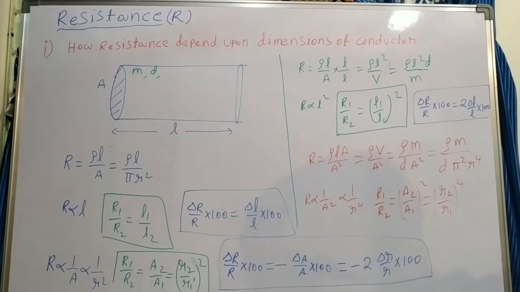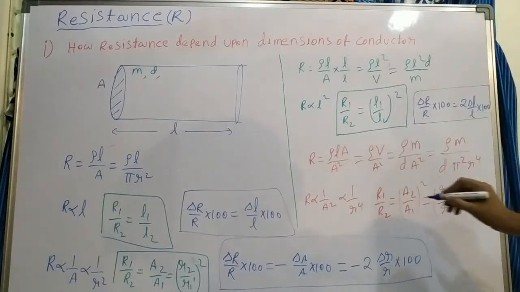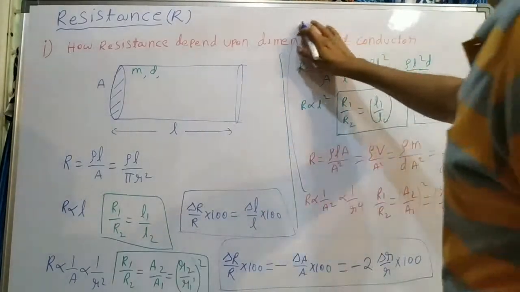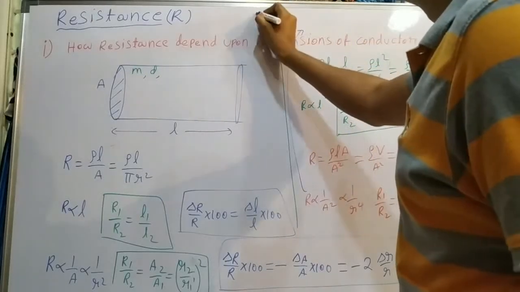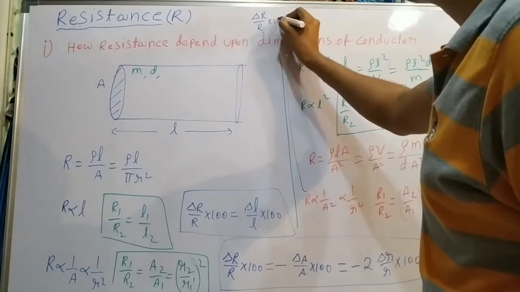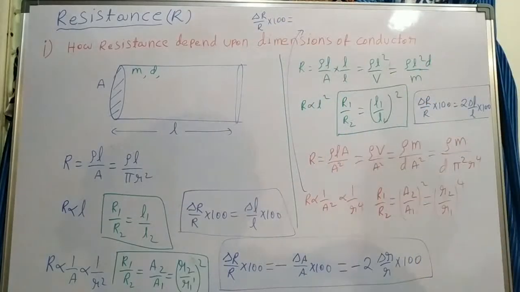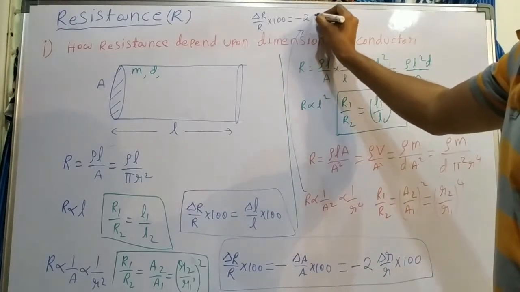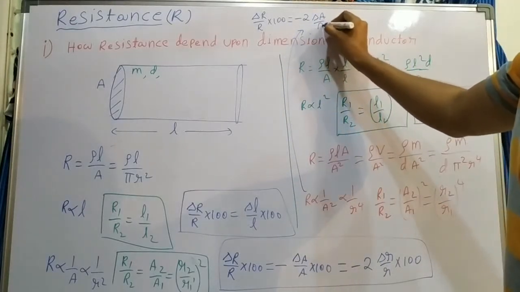If you want to write percentage changes, how do we write them here? That equation I'll write here. Delta R by R into 100 is equal to, since R is inversely proportional to area, that's why I get the minus, and it is a whole square, so 2 into delta A by A into 100.